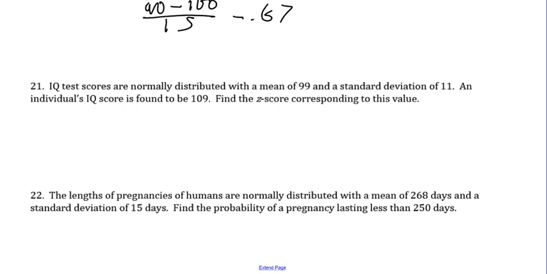Okay, IQ test normally distributed with a mean of 99 and standard deviation of 11. Change the numbers up again. Well, the score was 109. Actual minus the mean divided by the standard deviation, and you get 0.91. Almost a whole standard deviation above.